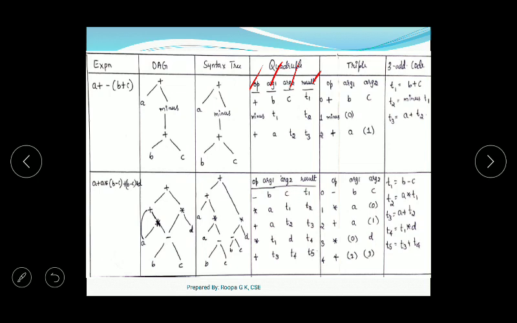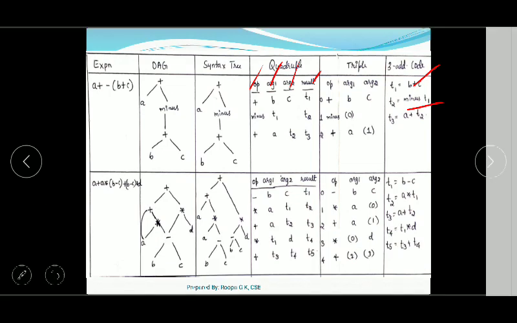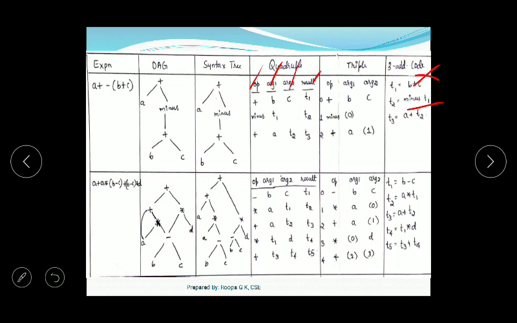First consider 3 address code. What is T1? T1 is nothing but B plus C. Okay, then T2 you have to write minus of T1. Getting, no? B plus C is called T1. So T2 is minus of T1. Then what is T3? T3 is nothing but A plus T2. So according to this 3 address code, write quadruple and triple.